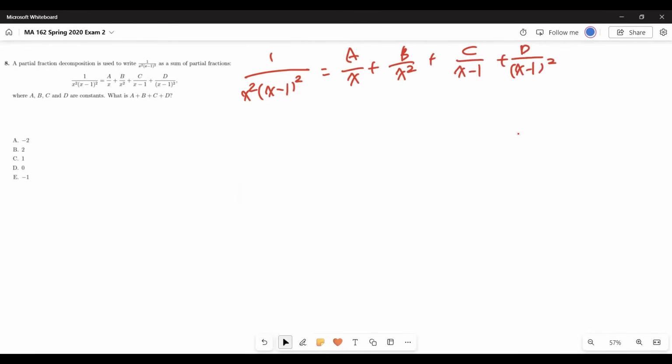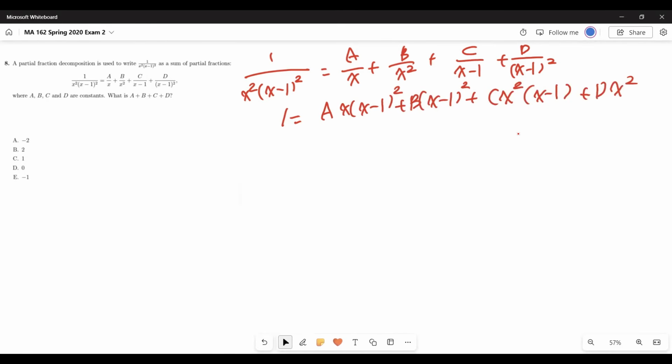Let's multiply x squared x minus 1 squared on both sides. This just becomes 1 equals a x minus 1 squared plus b x minus 1 squared plus c x squared x minus 1 plus d x squared. So we have that, and now let's plug in numbers for x so we can get the ABCD values. Plug in x equals 1. This will make a, b, c values cancelled out. So this will be just d equals 1.